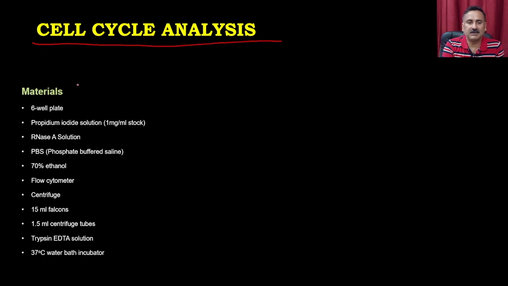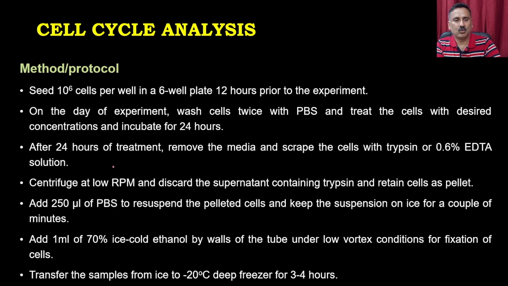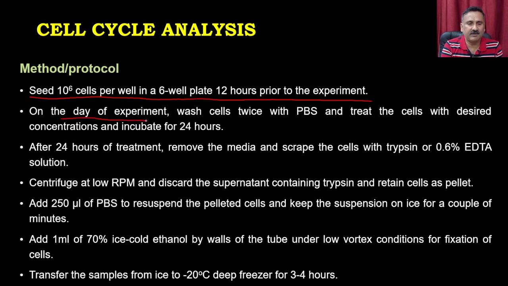If you want to do the cell cycle analysis, these are the materials you require. I am not going to go through the contents in detail. You require the well plate, propidium iodide, RNase and so on. And this is the protocol you are going to follow. You take the cells in a 6-well plate, on the day of the experiment wash these cells, then treat the cells with the desired concentration and incubate.